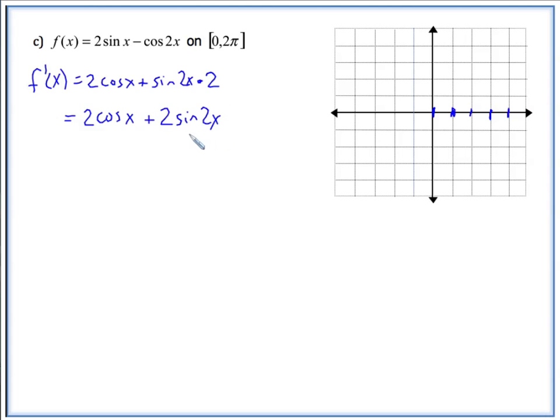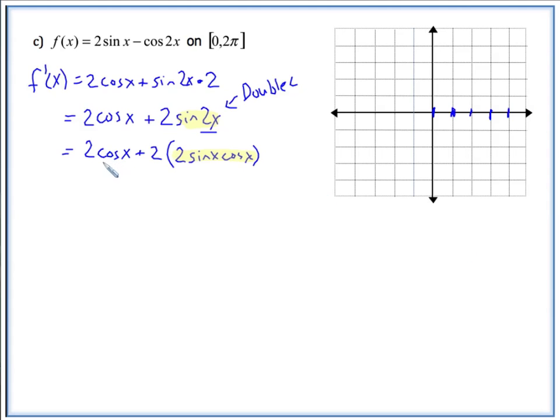Now if we look here, sine of 2x, we're actually going to use our double angle formula here. So sine of 2x really equals 2 sine x cosine x. Okay, so we just changed sine of 2x into 2 sine x cosine x. And we still have this 2 out in front here, as well as the 2 cosine x.